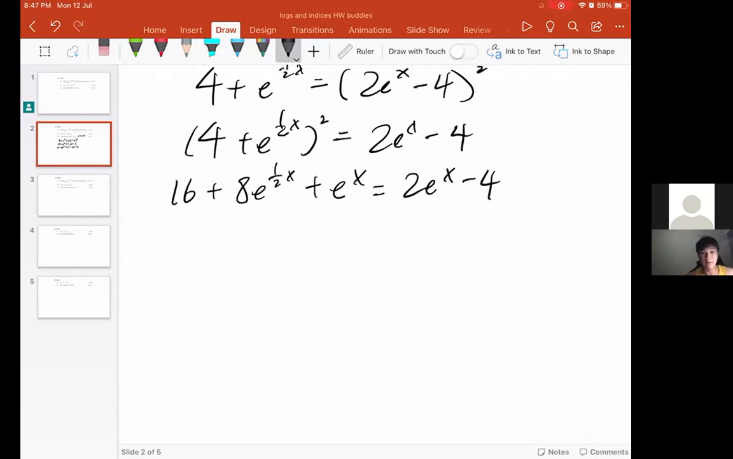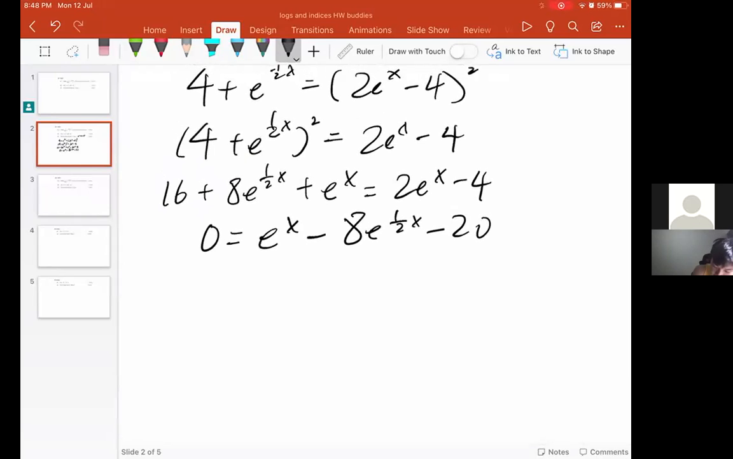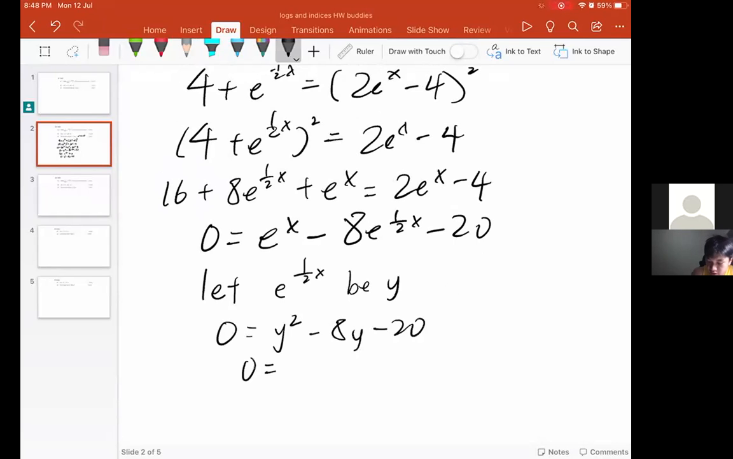So we're starting to see a semblance of a quadratic equation. Now we want to move everything over to the right-hand side. So 0 equals 2e^x - e^x, which is e^x, minus 8e^(x/2) minus 20. All right, now we want to let e^(x/2) be y. This is because when we square e^(x/2), using your indices rules, you get e^x. So we actually get 0 equals y squared minus 8y minus 20, which can then be factorized to (y - 10)(y + 2).